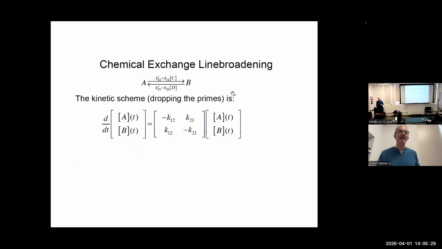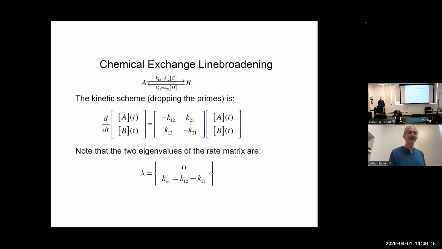So if I forget about the primes, remembering I might have to sort out the pseudo first order rate constants, the chemical problem looks like dA/dt, dB/dt is this rate matrix times A and B. So minus k12 means that I lose molecules from the A state. Where do those molecules go? They go to the B state. Here I lose molecules from the B state, and they go to the A state. This is exactly what you were writing down starting in high school. Maybe not in matrix notation in high school.